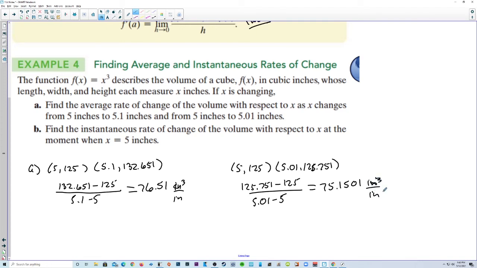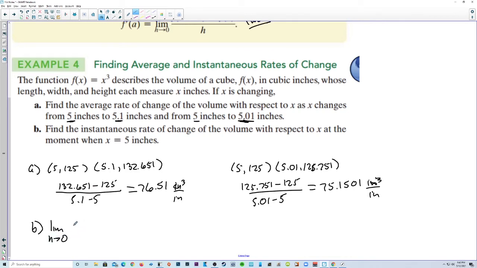Well, now letter B says find the instantaneous rate of change of the volume with respect to x at the moment when x is 5 inches. So letter B, we're going to take the limit as the difference approaches 0. We have a fairly large difference between 5 and 5.1, and then an even smaller difference. Well, we're going to make it even smaller, to the point where h, the difference between the two, is 0.